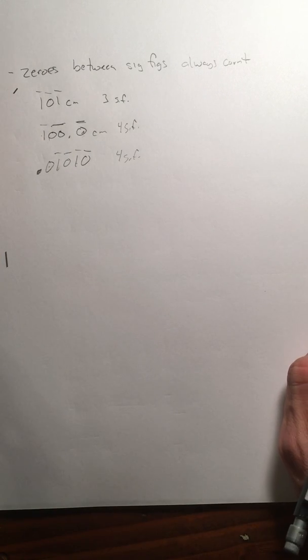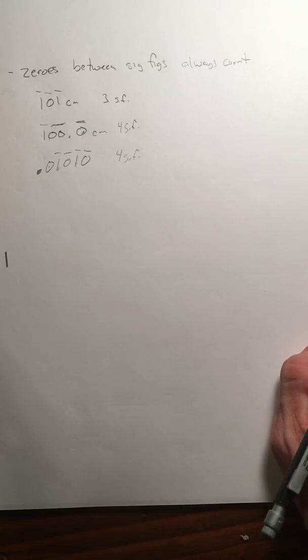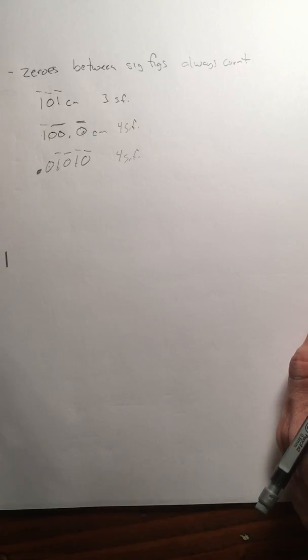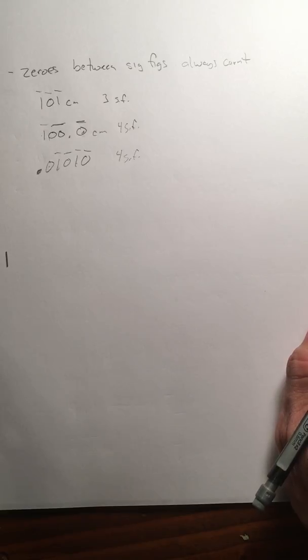So those are your rules for counting sig figs. All digits 1 through 9 always count. Zeros are the only thing you have to worry about. If they're to the left of all the digits, they never count. If they're to the right of all the digits, they count if they're also to the right of the decimal place. And if they're in between significant digits, like this 0 or these zeros or that one, they will always count if they're between those digits.